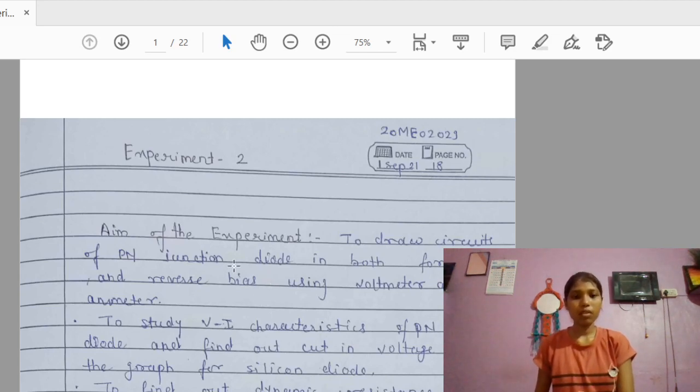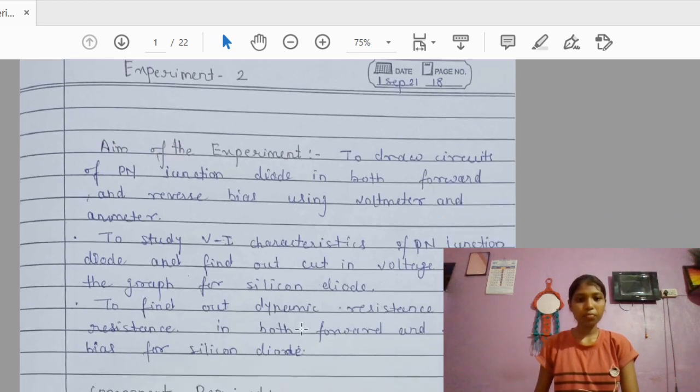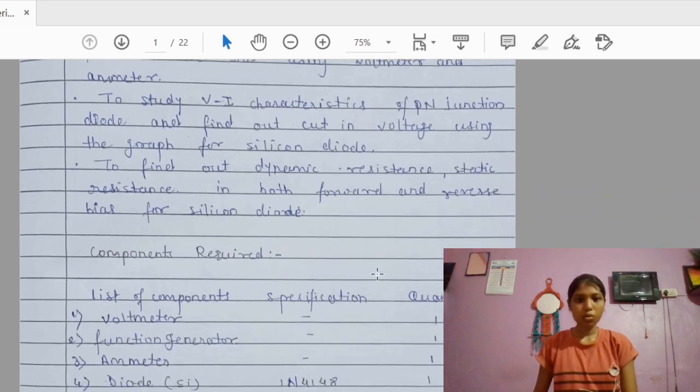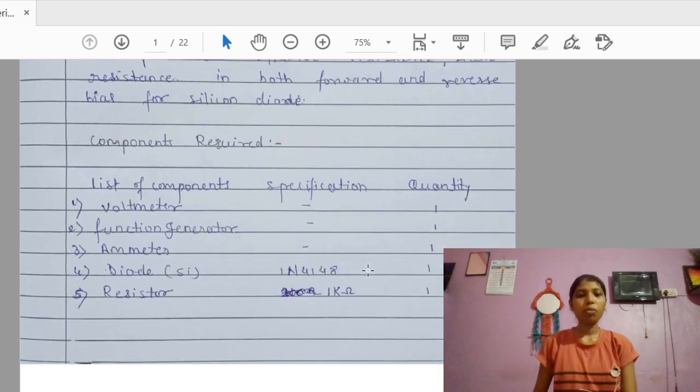So the aim of the experiment is to draw the circuits of PN junction diodes in both forward and reverse bias using the voltmeter and ammeter. And the aim of the experiment is the VI characteristic of PN junction diode. The components required are voltmeter, function generator, ammeter, diode, resistor.